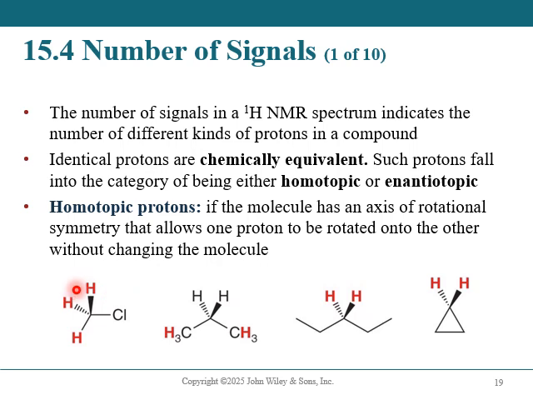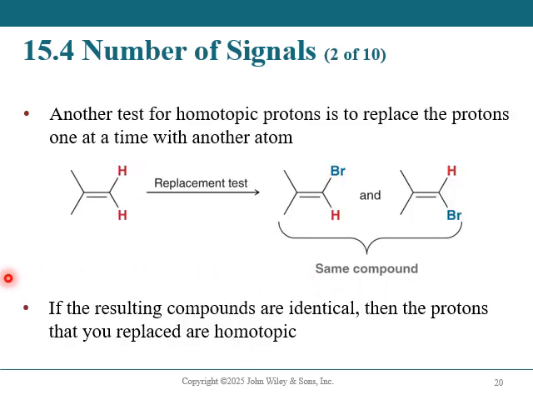We have a couple of examples here. This can actually rotate, and we won't be able to tell them apart. The same is true for the 3 protons here and here, and so on. Another test for homotopic protons is to replace the protons one at a time with another atom. If the resulting compounds are identical, then the protons that you replaced are homotopic. Sort of like this right here. If I replace one hydrogen for a bromine, I'll either have this, or if I flip it, then I have this. These are not different molecules, they're exactly the same compound. I literally just flip this upside down and I get this one right here.